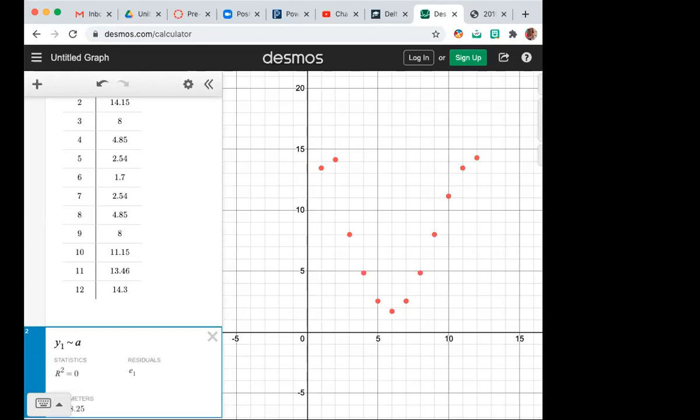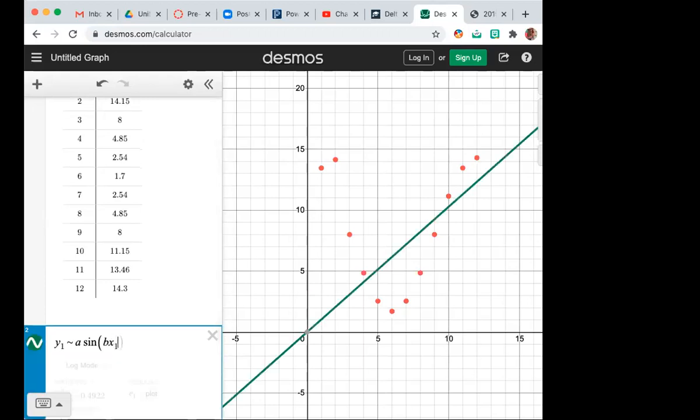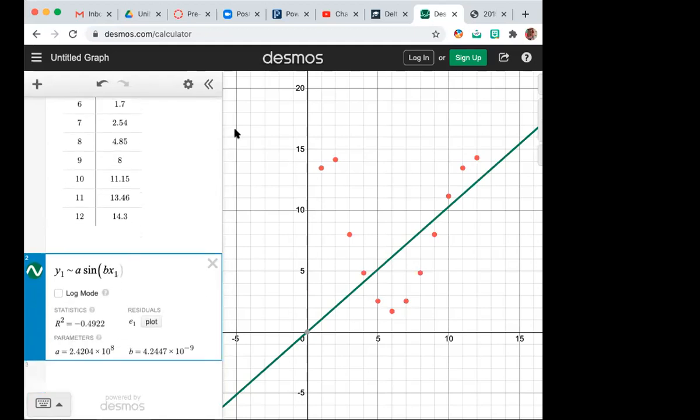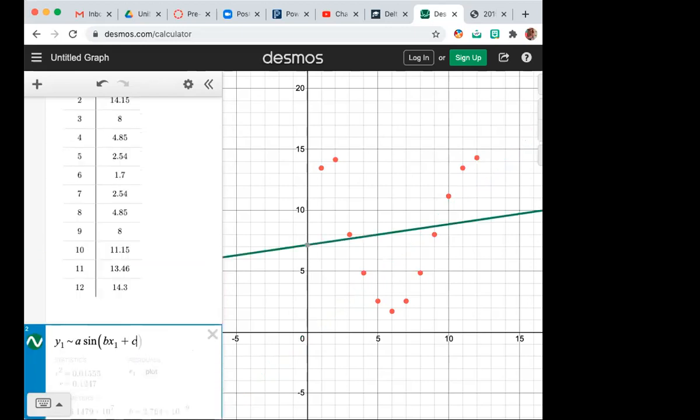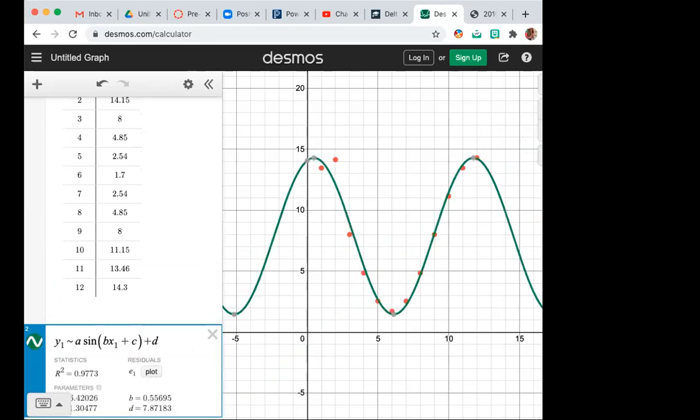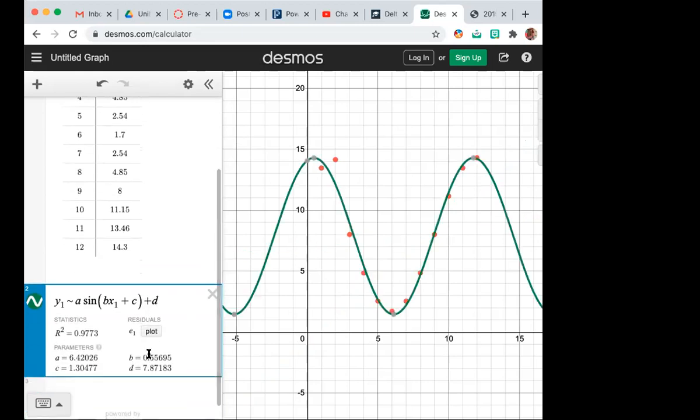Good job, Oswald. A sine parentheses. What do I type next? Look in your notes. BX1. A sine BX1. Thank you, KJ. Plus C, and what goes on the outside? Plus D. Do you see how it tried to fit a really nice sine function? People at home, y'all can see my graph okay, right?